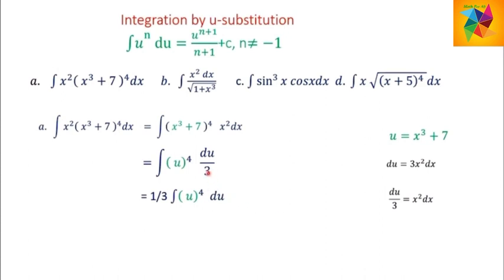Lastly, we take the constant out, which is 1/3, u to the 4 du. Now it's really easy. We're using the power rule. Adding 1 to 4 becomes 5, dividing by 5: u to the n plus 1 divided by n plus 1. And we had 1/3, we bring it down, multiply by 1/5, u to the 5 plus a constant. So at this time, we write 1 divided by 15, and instead of u, we substitute x cubed plus 7, plus the constant, and we are done.